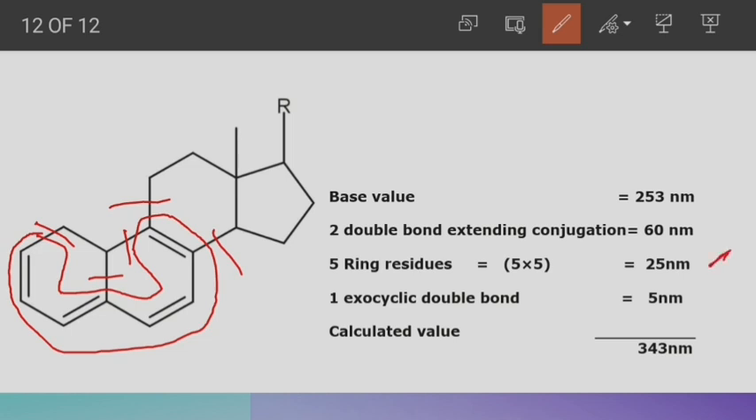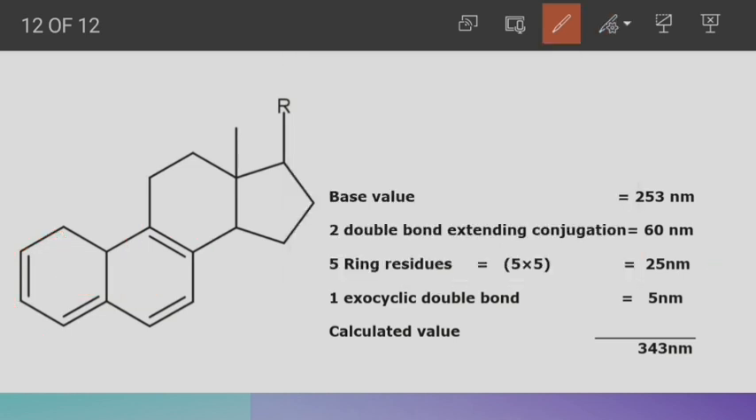Now we have to calculate if there is any exocyclic double bond. As you know, the double bond attached at the fused position is not exocyclic in nature, so this one is the only bond that is exocyclic in nature on behalf of this ring. So we have 5 nanometer for one exocyclic double bond, and the calculated value becomes 343 nanometer.